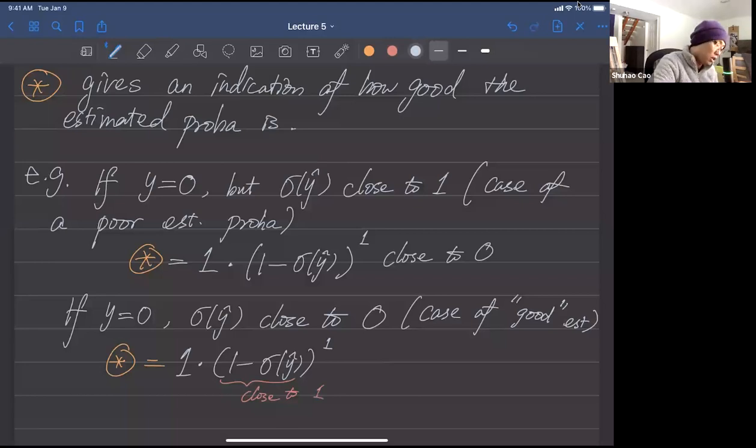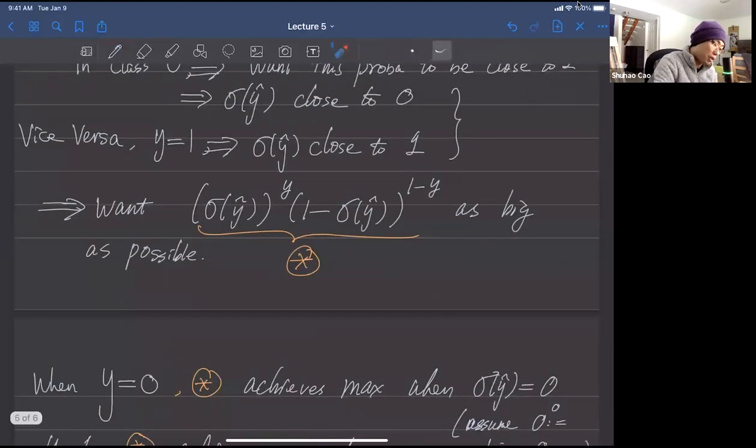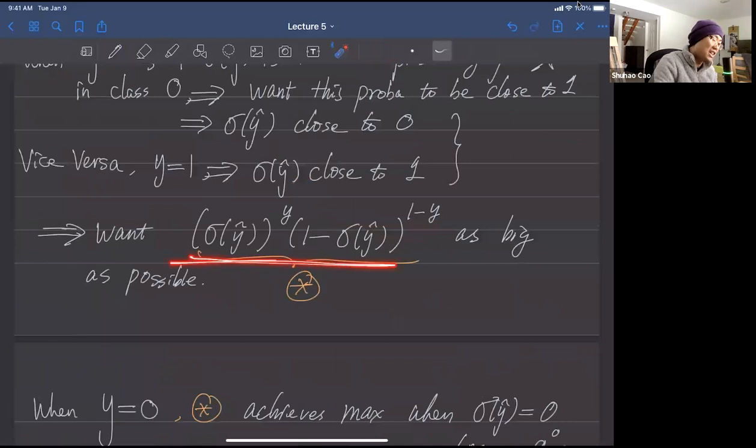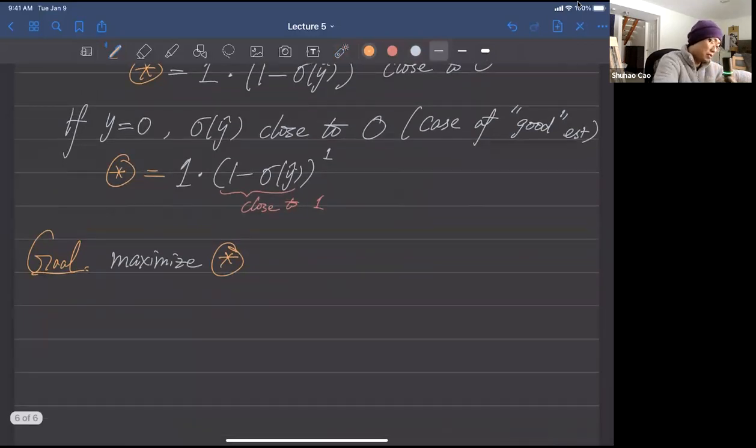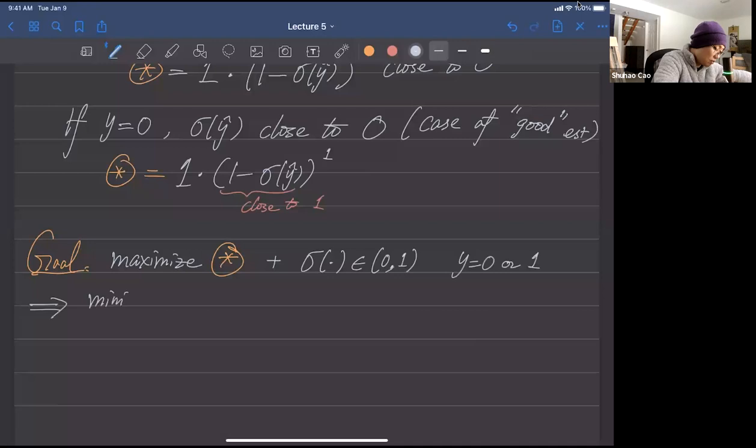And now we can formally introduce what we want to optimize. Basically, we want this function to be as large as possible. However, this function is highly nonlinear, and we don't like that. So our goal is to maximize star, but because we know that sigma is between 0 and 1, and that y is 0 or 1, instead we minimize the negative log of this function.